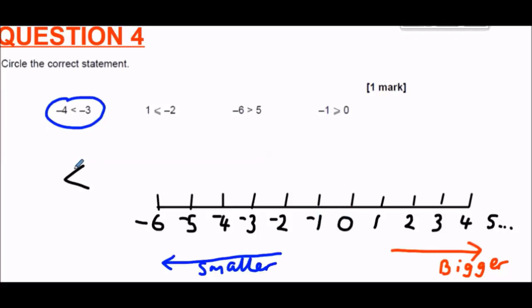It goes back to the fact that the crocodile will always eat the bigger number, so the open mouth of the inequality sign needs to be pointing to the bigger number, and the only one of the 4 options in which this holds true is the first one here. So that's why we'd circle -4, crocodile, -3.